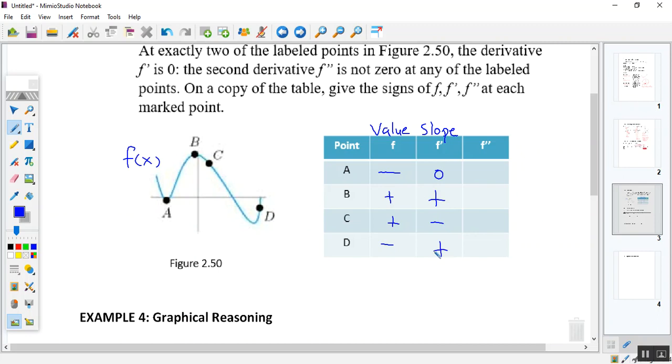So guys, if f talks about what's the value, and f prime talks about the slope, then what the heck is f double prime wanting to know? Whether it's in concavity. Yep, it wants to know all about its concavity here.